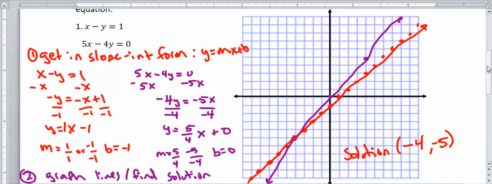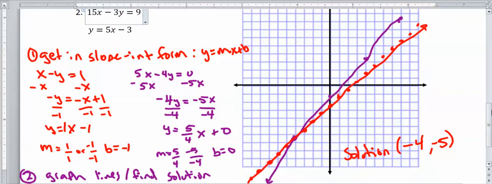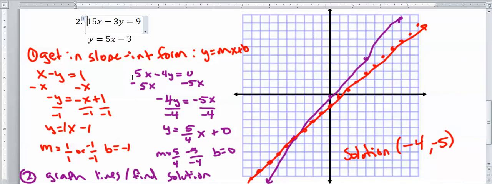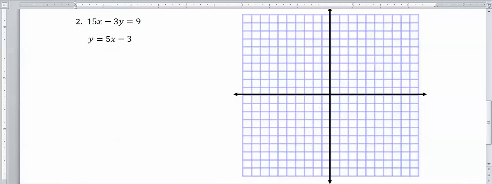So for the second problem, I would like you to try it on your own. Pause the video real quick. Try to graph and solve this system of equations. Okay, so what you should have noticed is that the second equation here is already in y equals mx plus b form. So that's fine, we don't have to worry about that one. However, this first equation, 15x minus 3y equals 9, is not. So we need to get that in slope-intercept form.